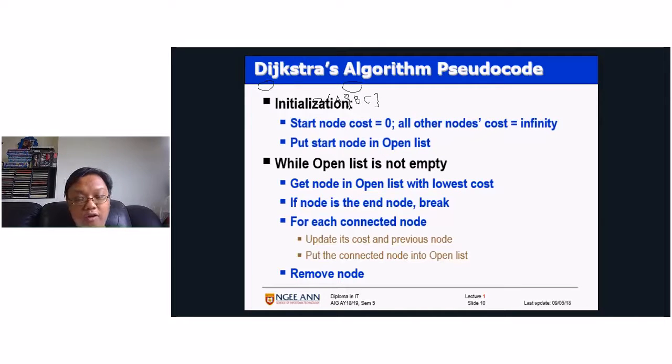You could use a priority tree. You could use just a normal list and do a sequential search. But essentially you want to get the node with the lowest cost. If this node happens to be the end node, you're done. You've already found the shortest path.